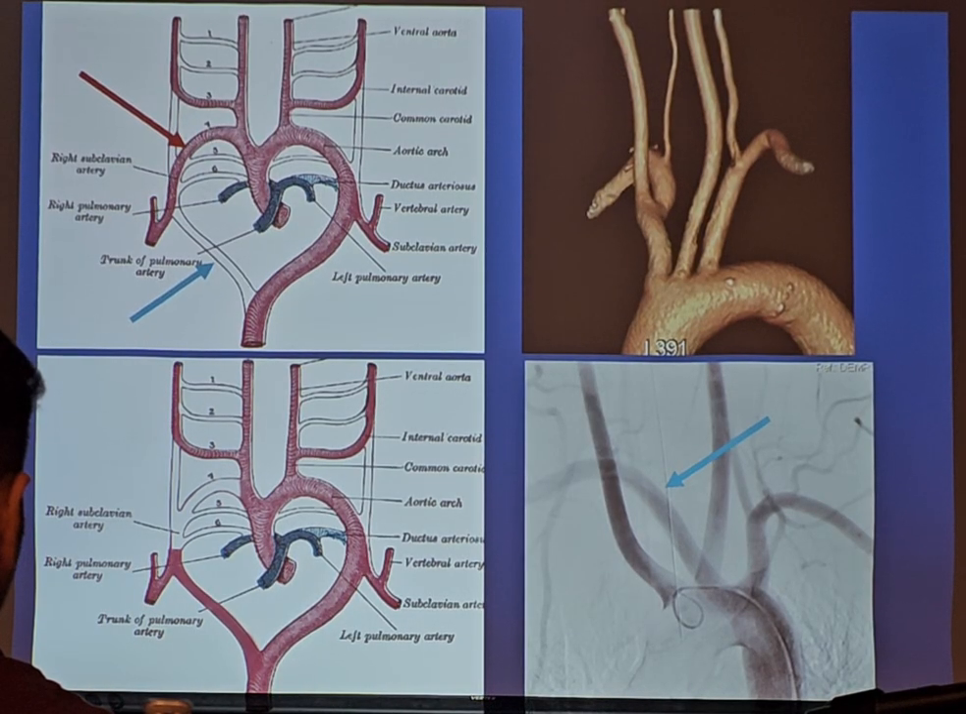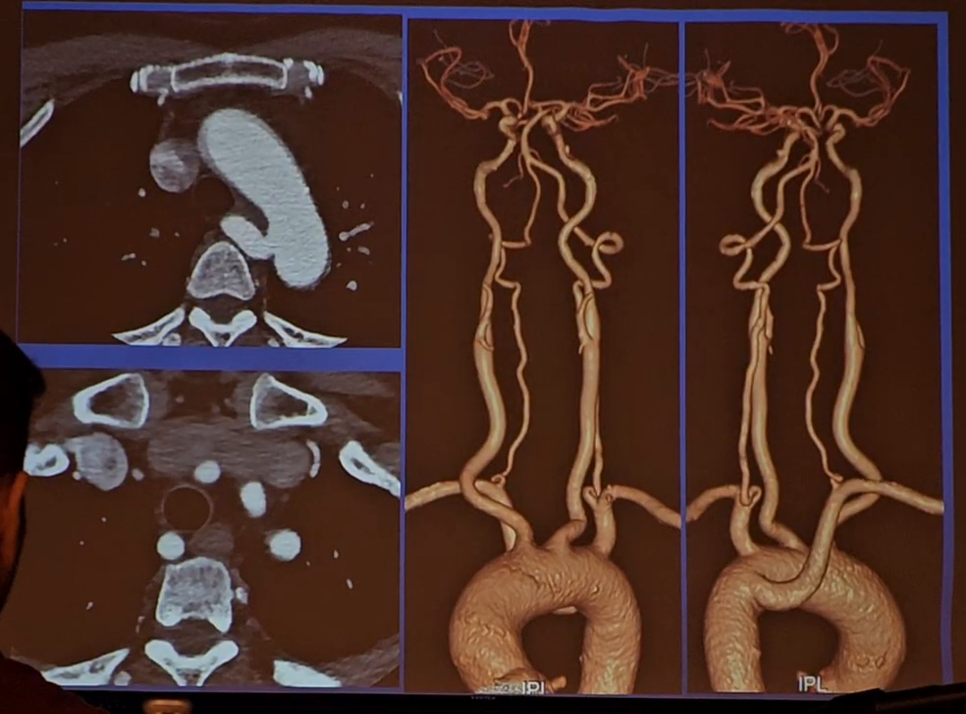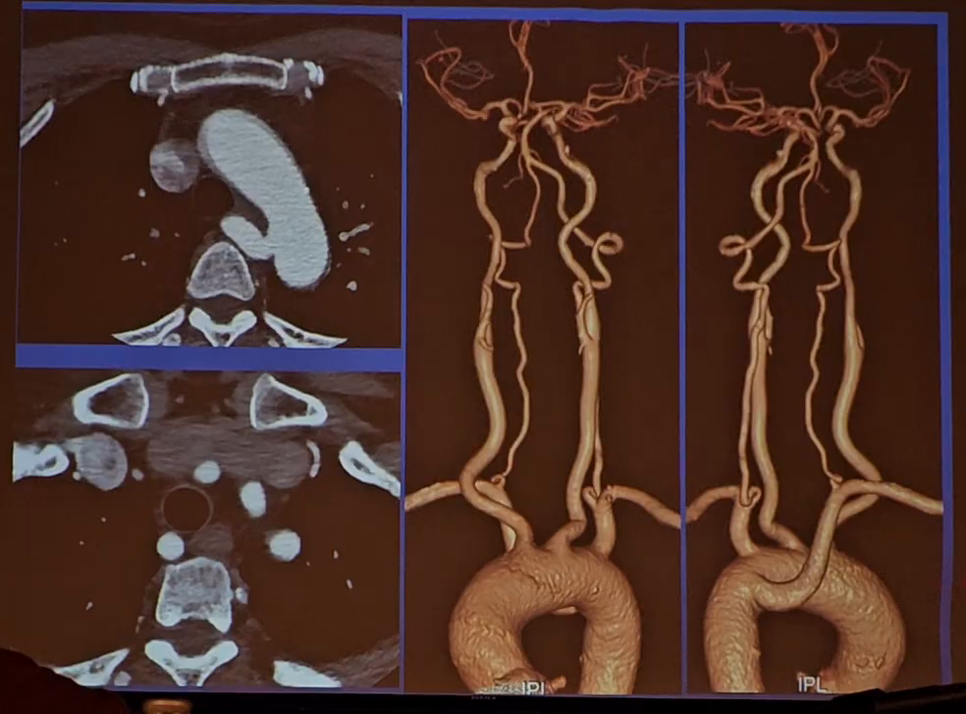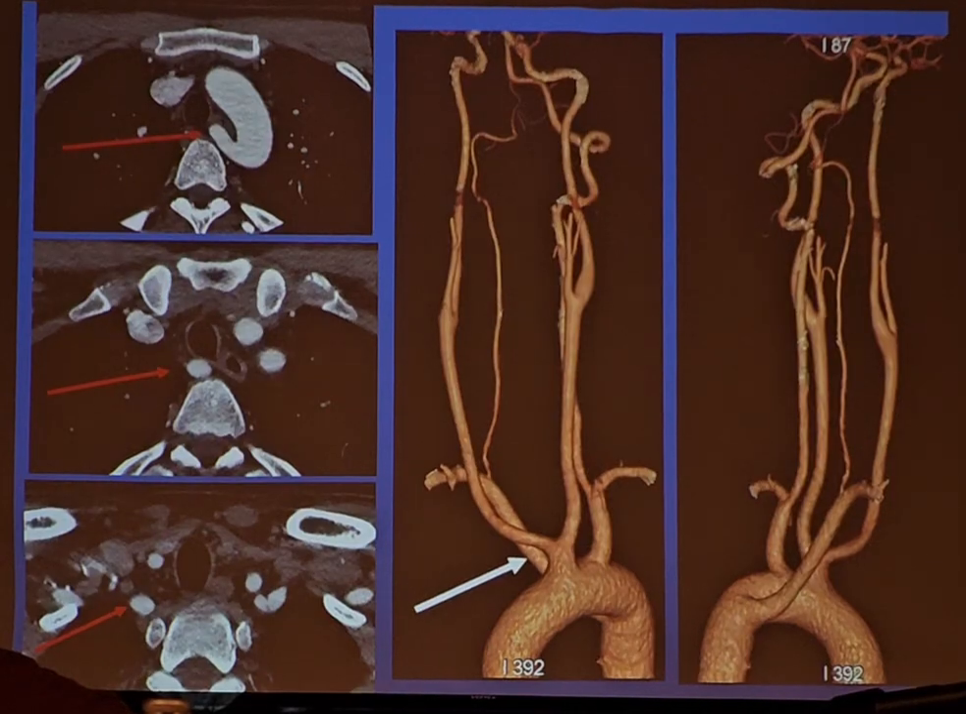Aberrant subclavian artery is going through from the descending aorta, distal to the left subclavian artery, going through behind esophagus and trachea and going to the right side and becoming the origin like this. This is frontal projection and this is posterior projection of this CTA reconstruction. Again it is the same thing, behind it, going through behind the esophagus.